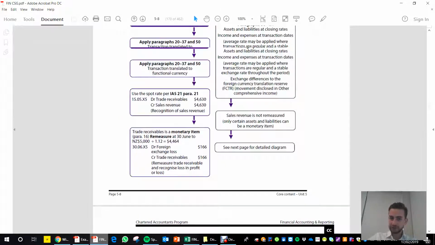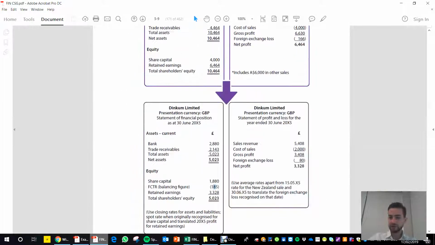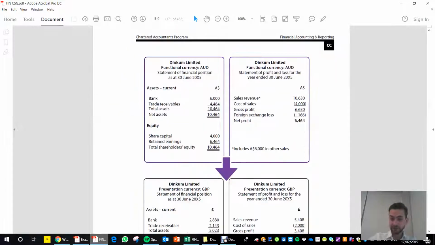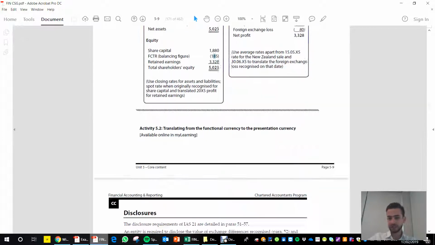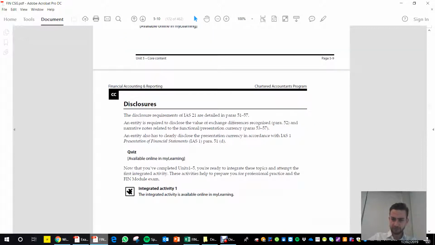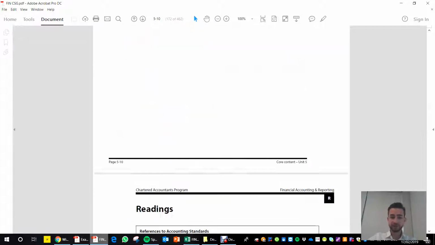So the foreign currency transactions aren't that hard. The foreign currency translation of financial statements is a little bit more difficult. But again, if you know those tips and tricks and understand how it works, it's not that difficult. There's a small section here on disclosures, which I won't go through in detail. But that's pretty much it. So it's a relatively short chapter.